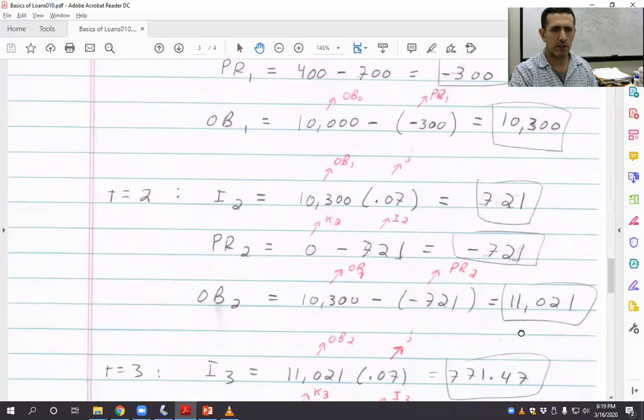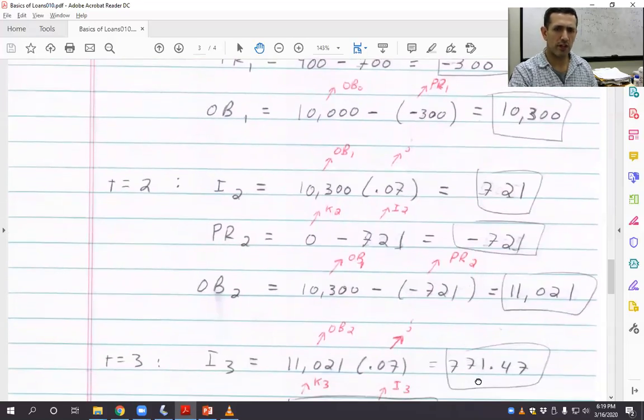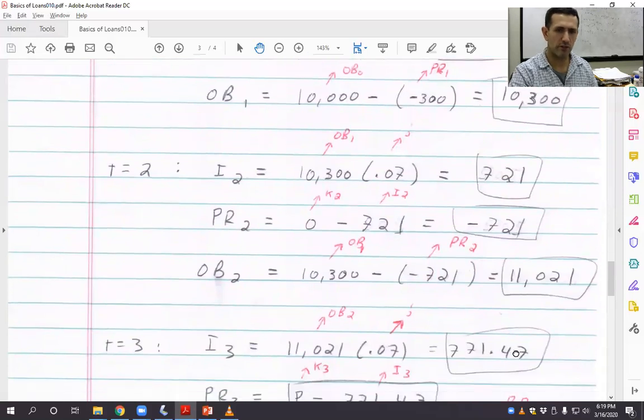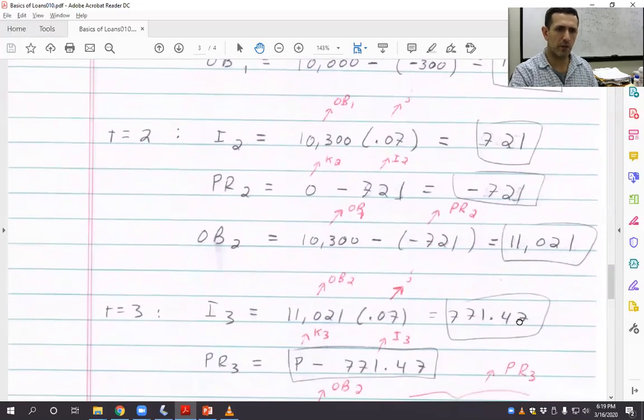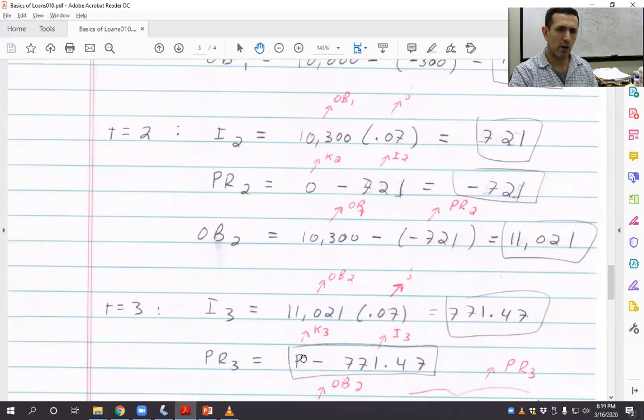And last but not least, that accrues 1 year of interest, which is $771.47. So whatever P is, your last payment, the amount that goes towards the principal at the end of the third year is P minus 771.47. You have to pay this interest off first. The rest, this whole thing, goes towards principal.